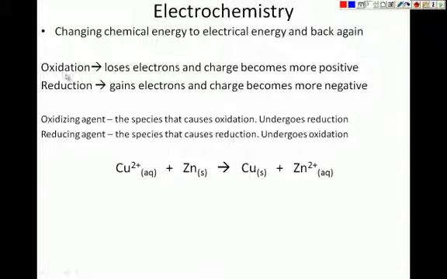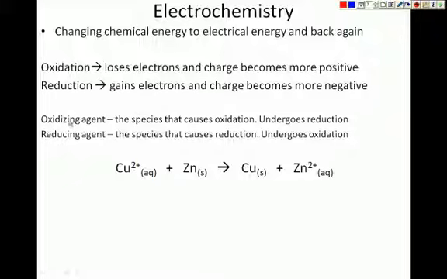The first vocab word is oxidation. Oxidation is when a chemical species loses electrons and the charge becomes more positive. Okay, so the electrons are negative, so it's losing these electrons and therefore the species becomes more positive. Reduction is the opposite. Reduction is when a species gains electrons and the charge becomes more negative.